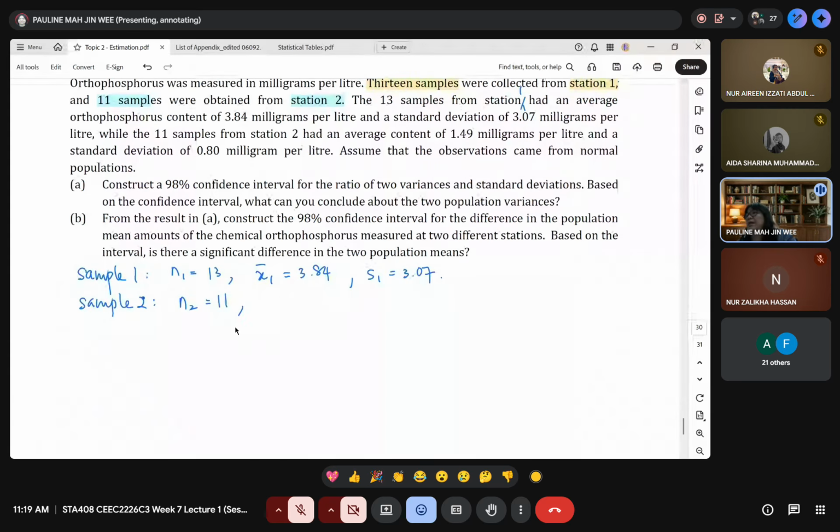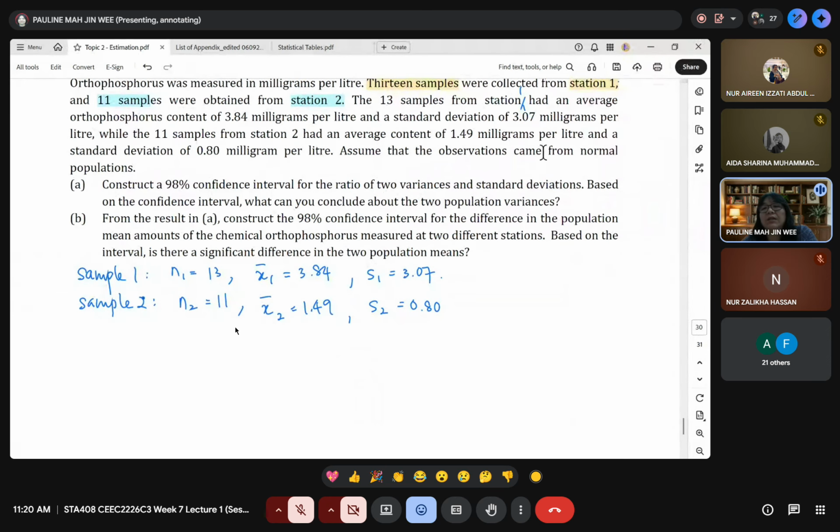Can you follow? Because that is about the standard deviation of your sample, that's why it's S, yeah? It's S and not sigma or even S squared. It's only S. And if you read further, from station 2, x bar 2 is 1.49 and S2 is 0.80. Similarly, both of these two values, 1.49 and 0.80, were obtained from your 11 samples of station 2.